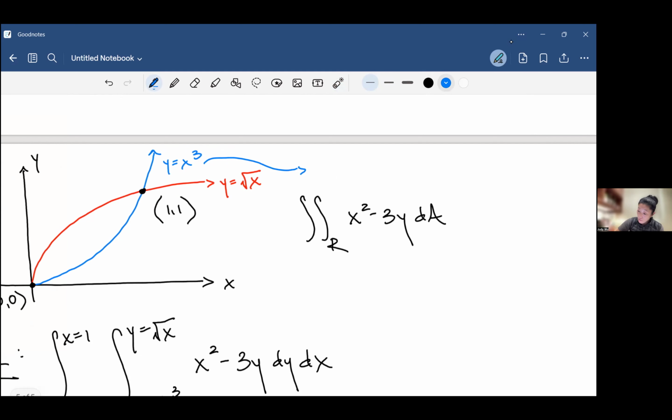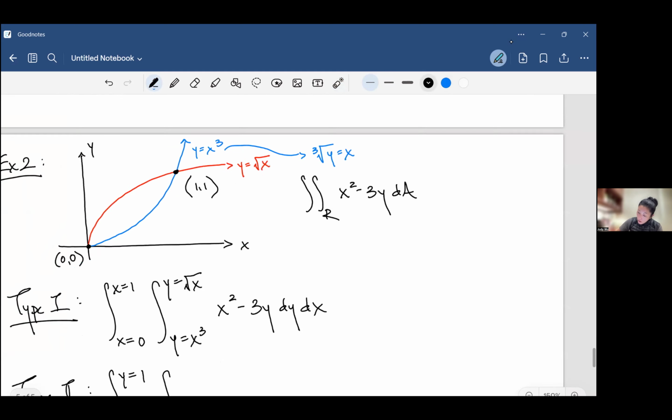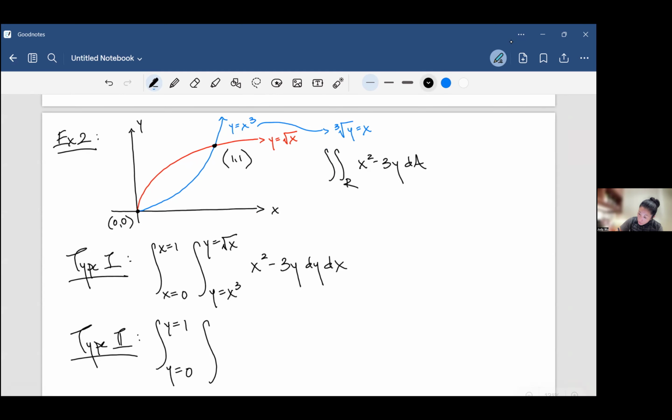get x by itself. We'll get the cube root of y equals x. That's what we want to call our right bound, okay? So x equals the cube root of y.